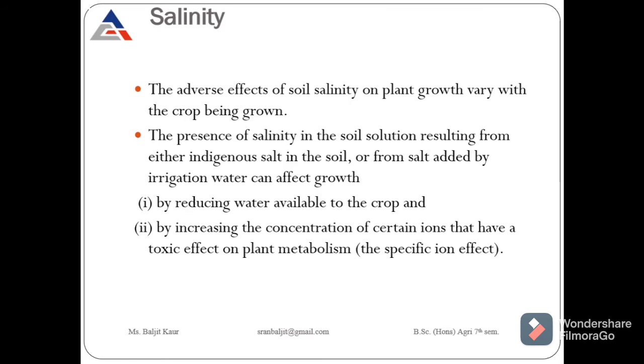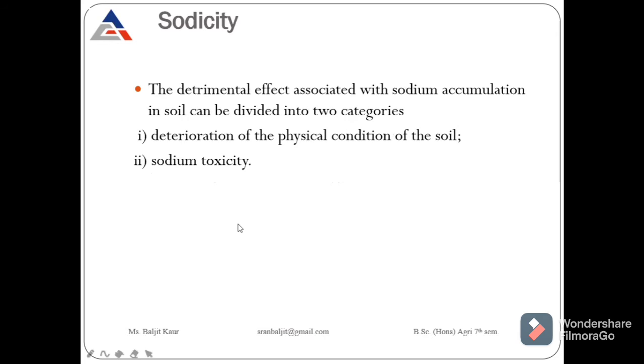on the plant metabolism. Then the effect of sodicity: there is a detrimental effect that is associated with the sodium accumulation in the soil, and it can be divided into two categories, the first being deterioration of the physical condition of the soil, right? If there is sodium accumulation in the soil, the physical condition of the soil will deteriorate and it cannot provide nutrients and water to the crops properly, so the crop growth will be slower, will be retarded, and sodium toxicity may occur in the soil, which will again affect the growth and development of the vegetable crops, right?